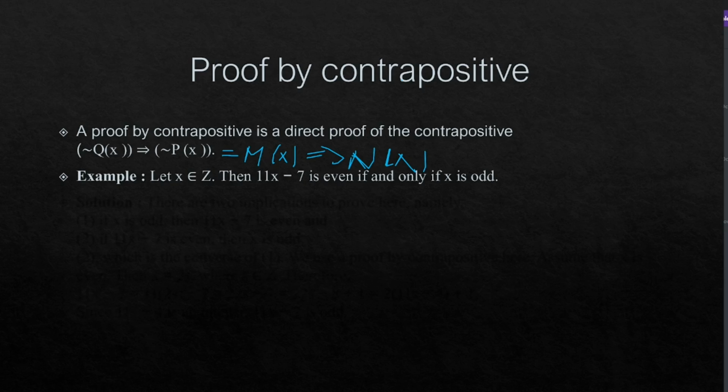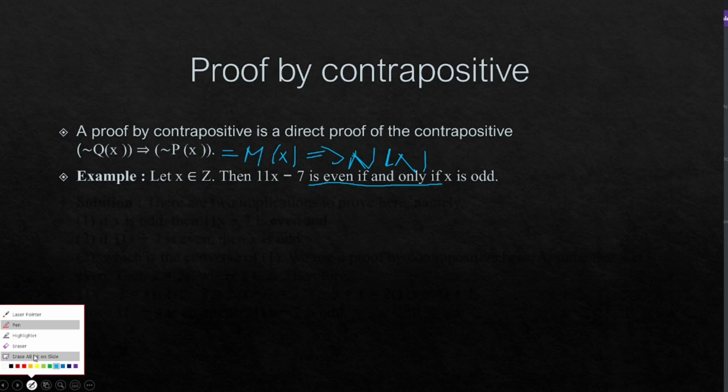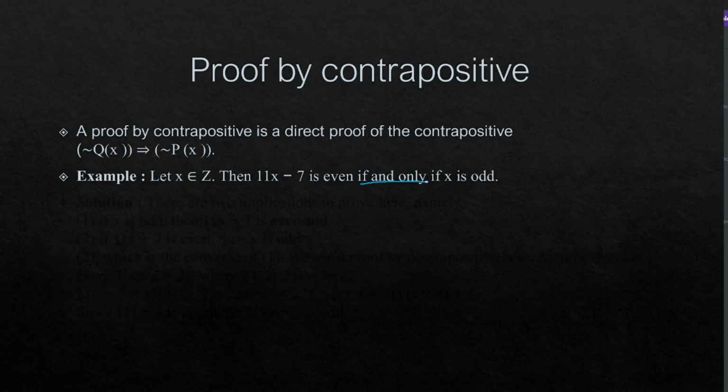An example of this is, let's take this example. Let x denote an element of integers, then 11 times x minus 7 is even if and only if x is odd. What we have here is very unique, and we will talk about this in the next proving method, and this is the if and only if part. I think you know that this is the notation of if and only if, and it means having the implication like this and the implication like this, and this is the same thing.